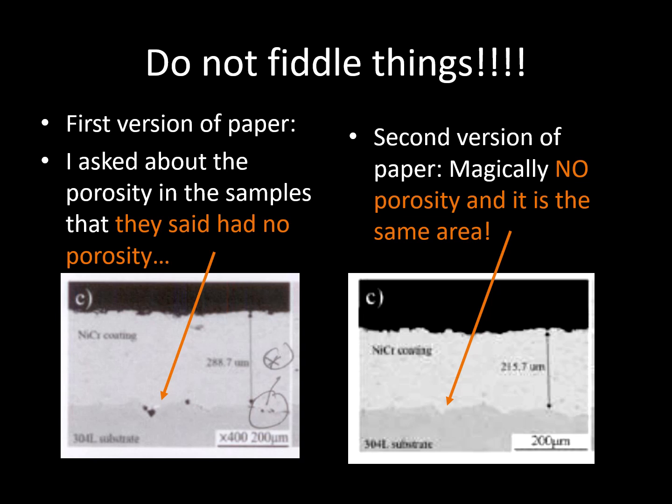Okay, don't fiddle things. This was a paper I was reviewing, and if you look across there, it's the same surface, so it's the same area. They said they had no porosity, but you could see porosity sitting there. So when I wrote my report on the paper, I said, how can you say there's no porosity when you've got porosity there? So the second version came back. They'd obviously magically got rid of the porosity. If you look a little bit, you can see it's still there, but they've used some technique on the micrograph to get rid of the porosity, and it's not a good idea.